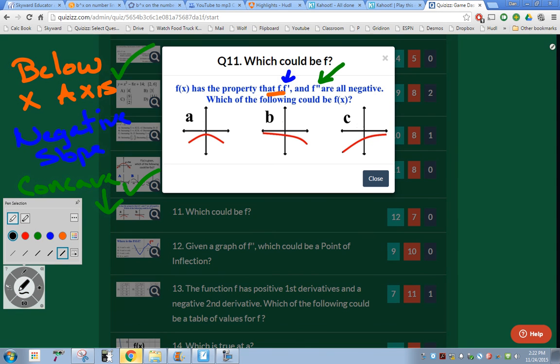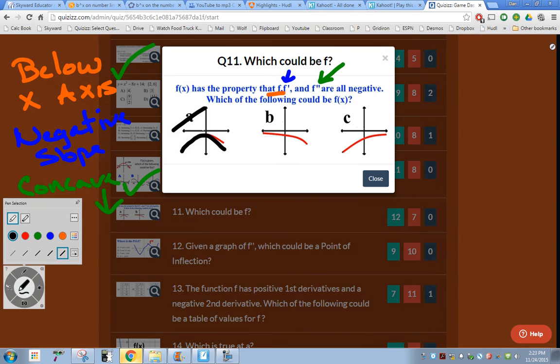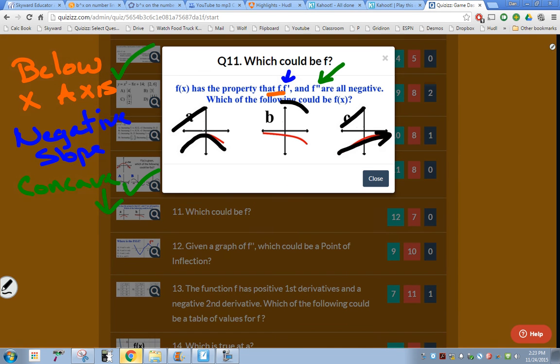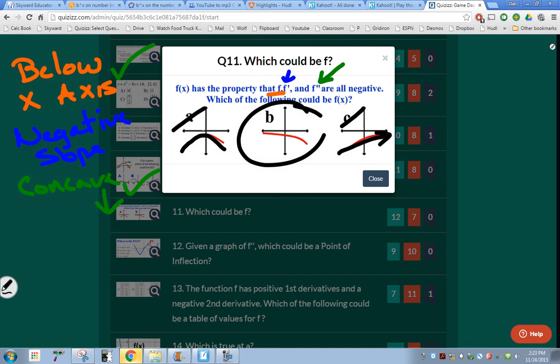Which one of these graphs does not have negative slope throughout the entire function? A does not, because it goes from up to down, so not A. C goes just up. It's just increasing. It's B. It has negative slope, it is below the x-axis, and it's concave down.